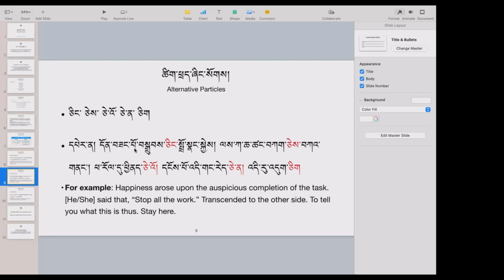So the first one, turn sambo drupchi tronanke. It means happiness arose upon the auspicious completion of the task. Second one, lega chazan ka che kana. He or she said to stop all the work. It's more like ordering someone rather than saying. Then paru to chin cheo, transcended to the other side. Ngopo di kare jena, to tell you what this thing is thus. Diru tukchik, stay here. So these are examples.